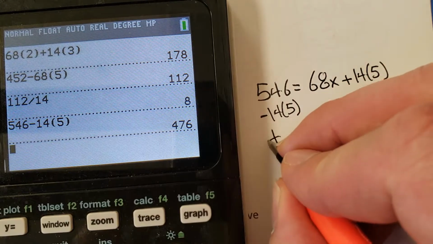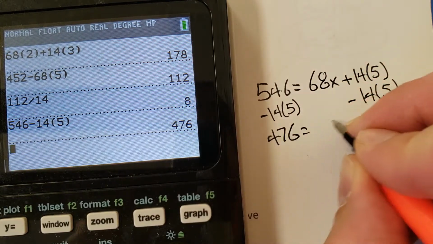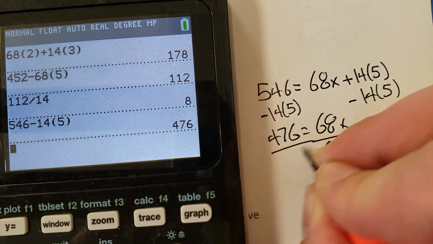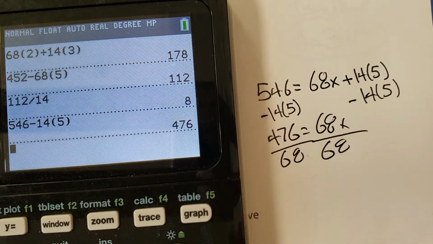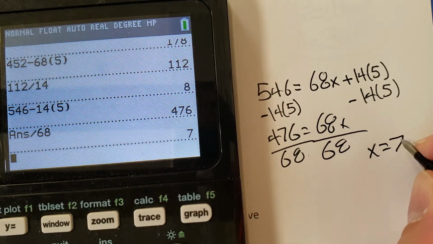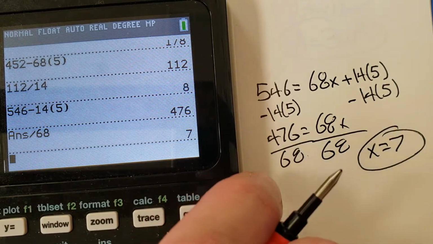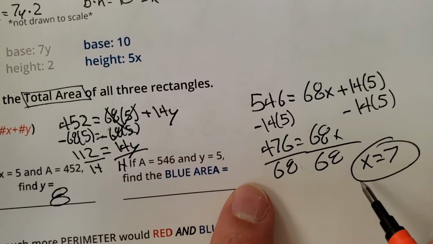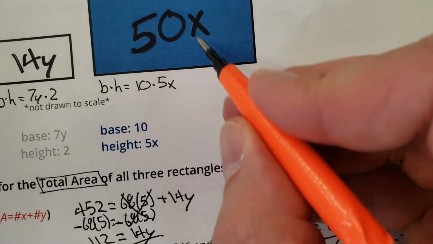We have 476 equals 68x. Divide by 68, divide by 68. Okay, x equals 7. All right, cool. Again, not done. Not done. You have x equals 7. You got to put 7 in for x.